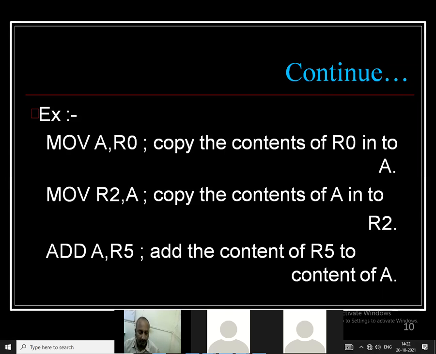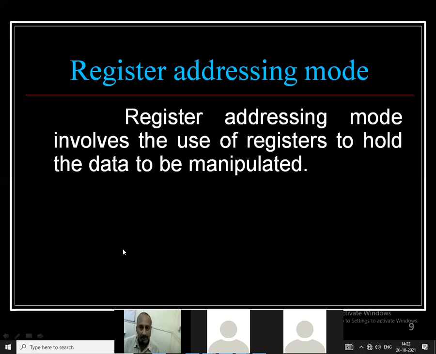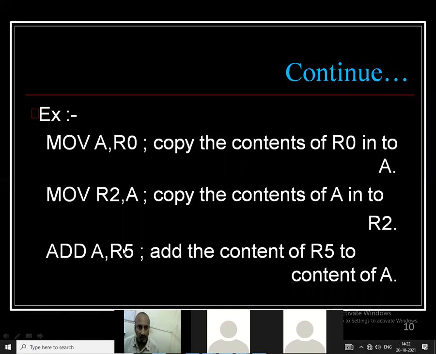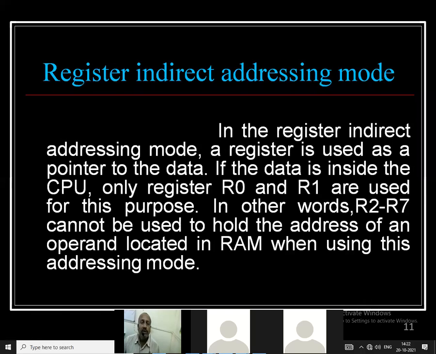So if you are aware of the instructions in 8085, then definitely you will get the meaning of this one. So this is register addressing mode. Next we will go for the register indirect addressing mode.